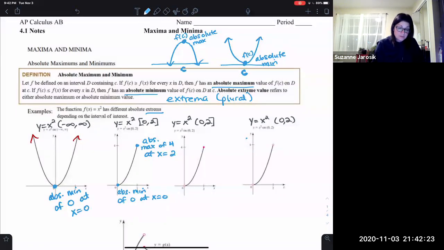Okay. Now, it's a little bit different because now we have open on one side, closed on the other. So x squared from 0 to 2, 0 is not included, 2 is included. So let's go with 2 first. At 2, we have an absolute max of 4.